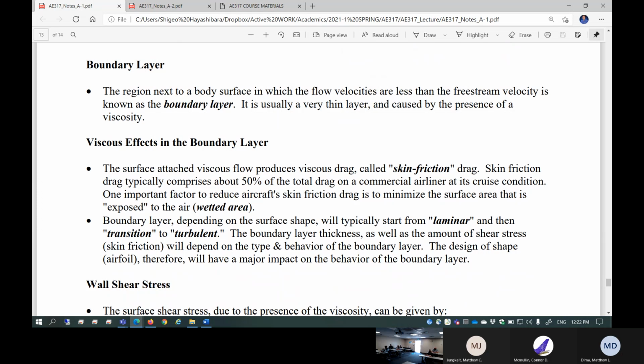Have you ever seen a boundary layer with your own eyes? Let's just take a look today. I have a video. This is a video I took a long time ago when I was a graduate student trying to graduate.